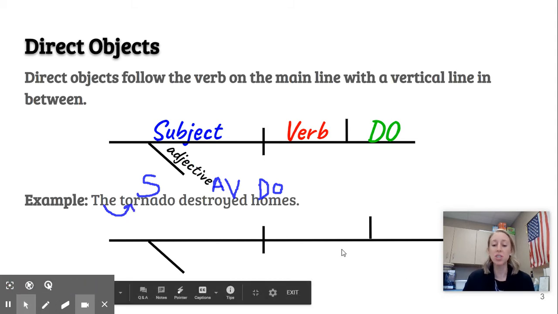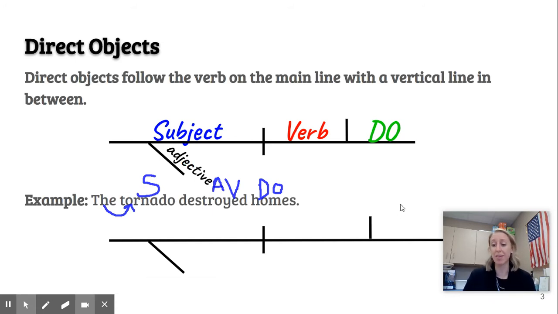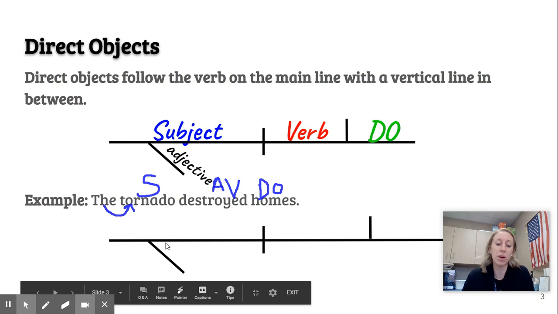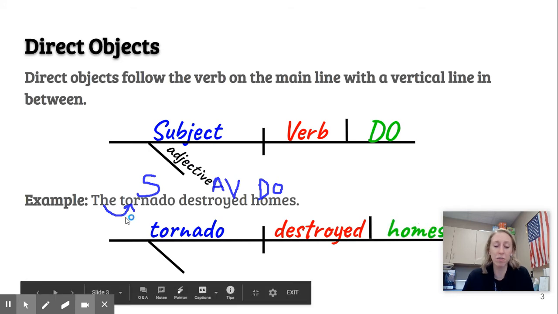Then all we have to do is go and plug it into our diagram. Now, you guys are not going to get pre-made diagrams on your test. You are going to have to make the diagrams, and we're going to practice with that later. But for now, you're lucky, and we can just plug it in. So we always start with our subject. So we'll put our subject on the far left-hand side of that main line, and our subject is tornado. Next comes the verb. So we put destroyed. After the verb, separated by this vertical line, is homes, our direct object, and then we just have to put the underneath the word it's modifying, which is tornado.